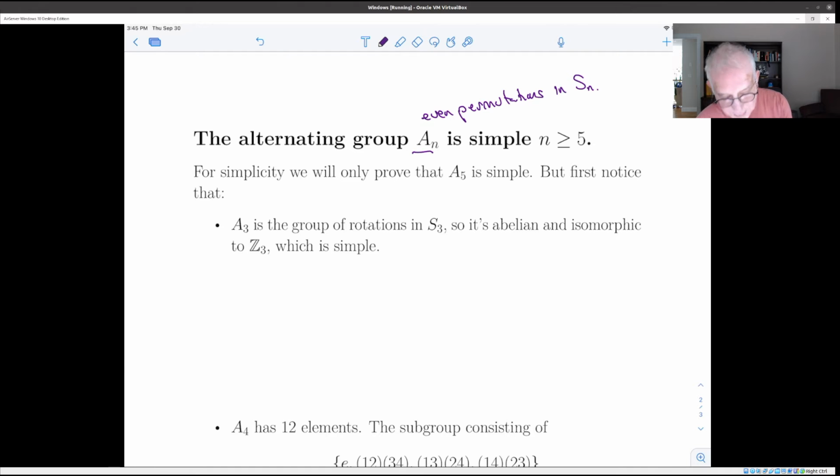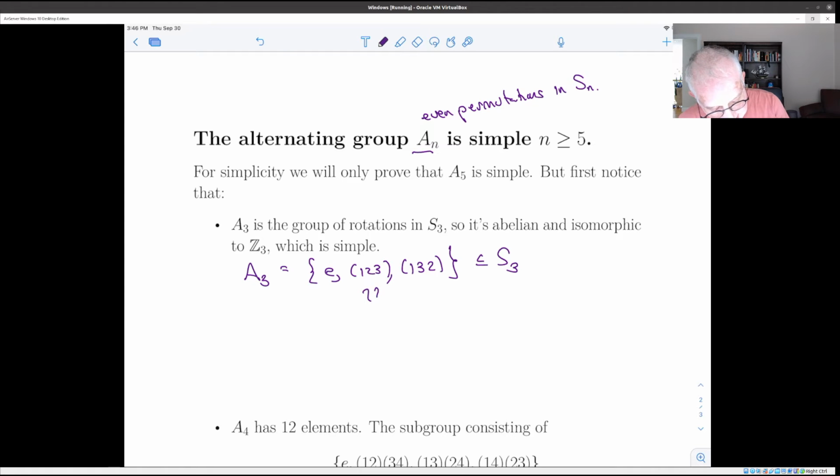So the alternating group on 3 elements is just the group of 3-cycles, because it's the even permutations in the symmetric group S3, where there are transpositions and 3-cycles, and only the 3-cycles are even. So A3 just consists of the identity element and the 3-cycles (1 2 3) and (1 3 2) inside S3. And that's a cyclic group with 3 elements, so it is simple and abelian.